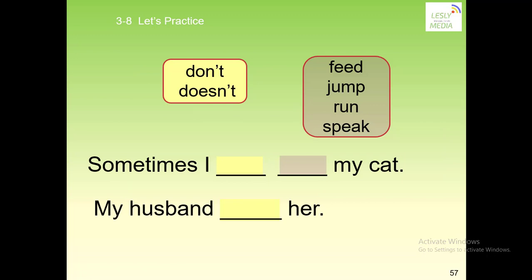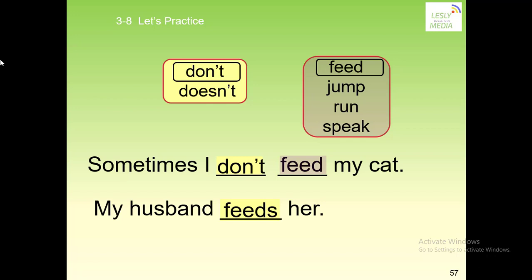Sometimes I blah blah blah my cat. My husband blah blah her. So, sometimes I don't. Next, feed my cat. My husband feeds her. Okay? Why does it end with s? Because the subject is my husband. And my husband, the pronoun is he.